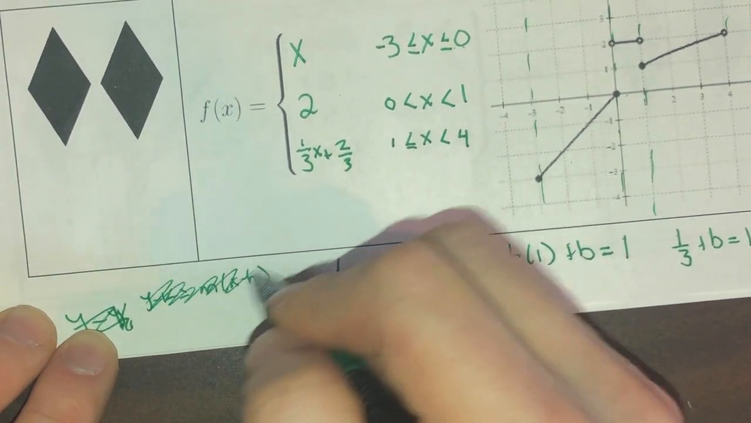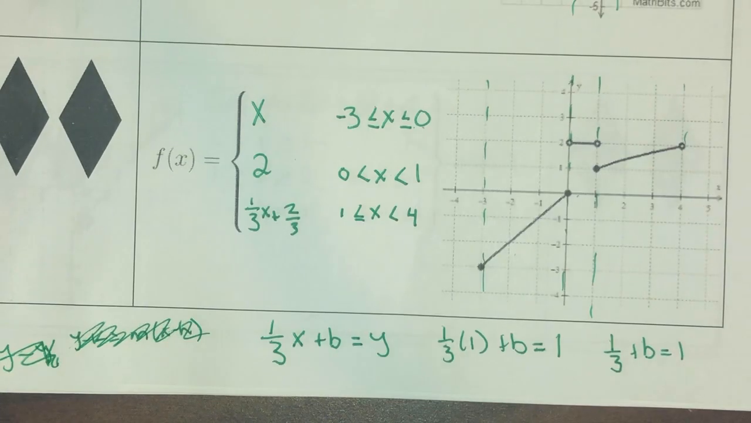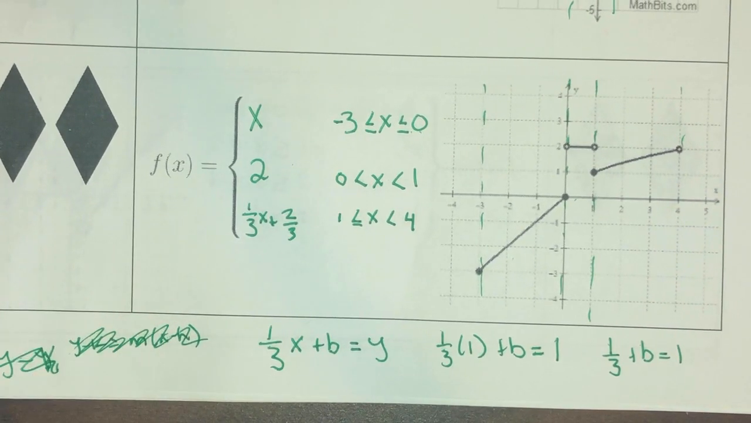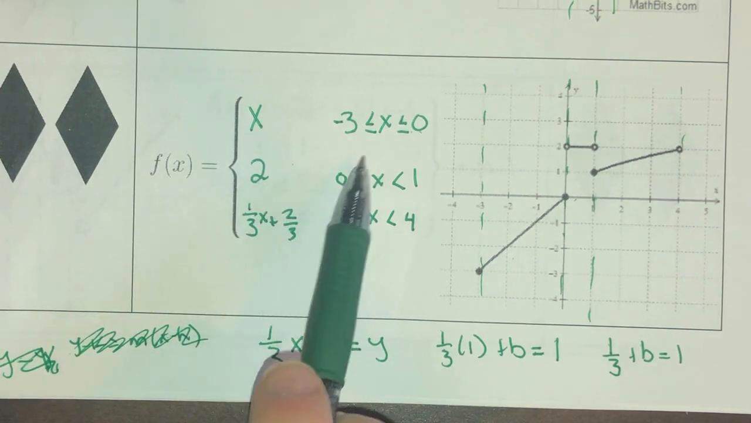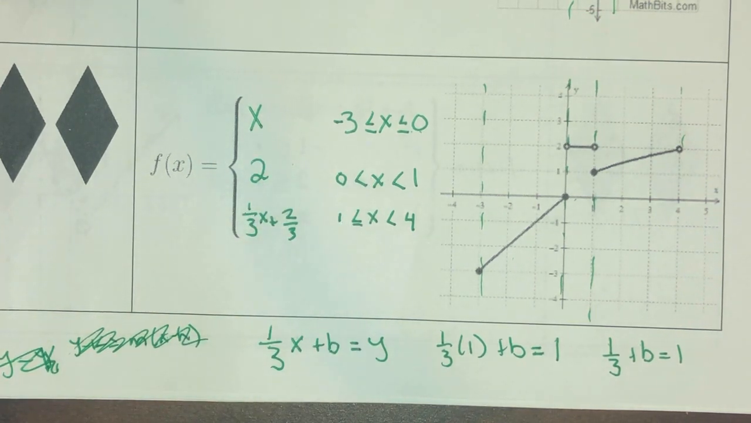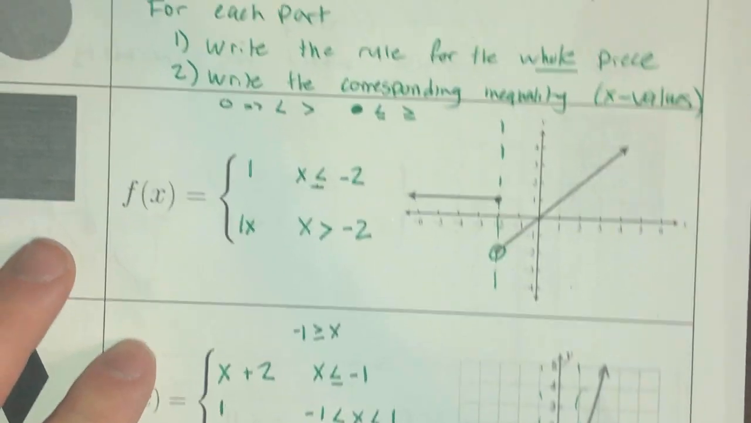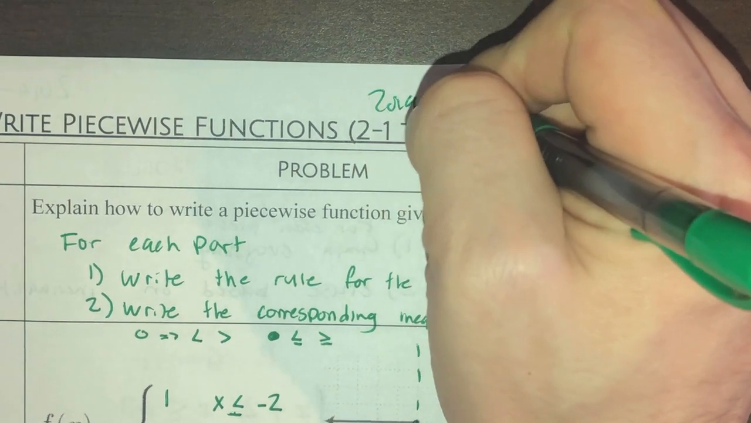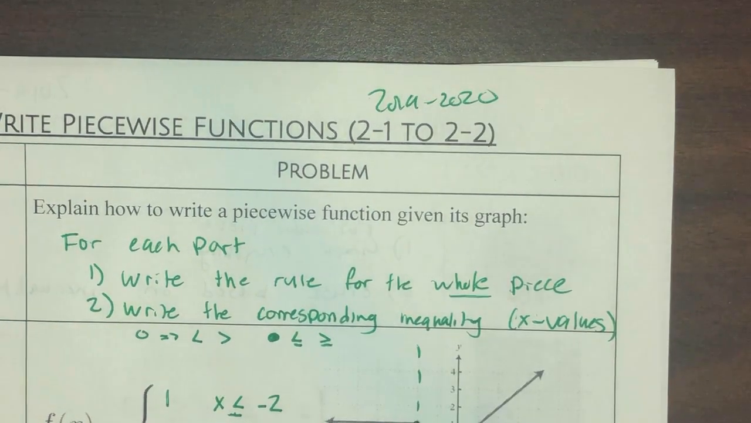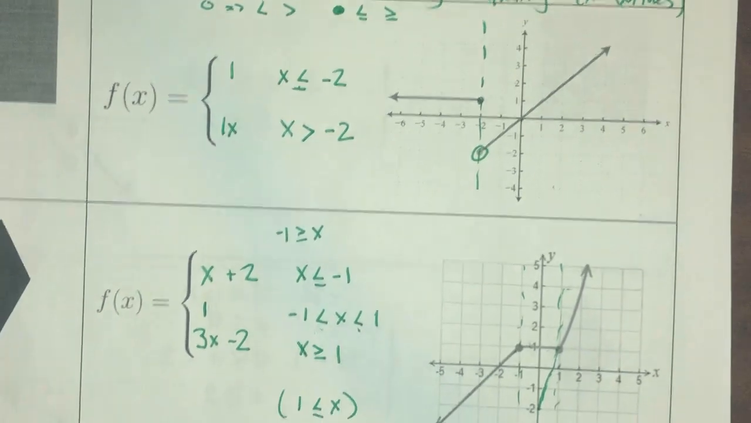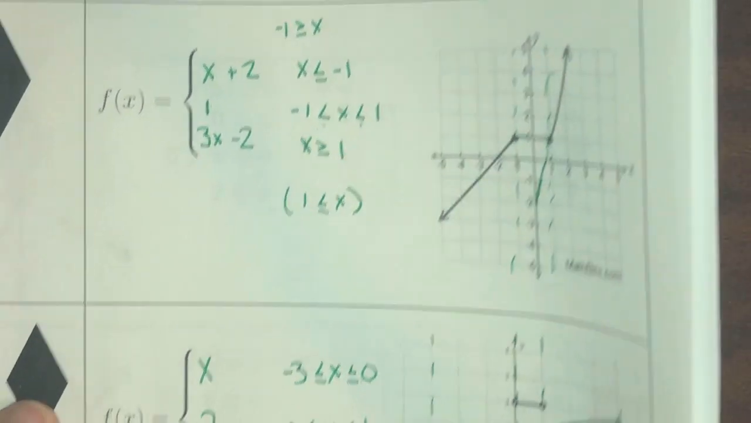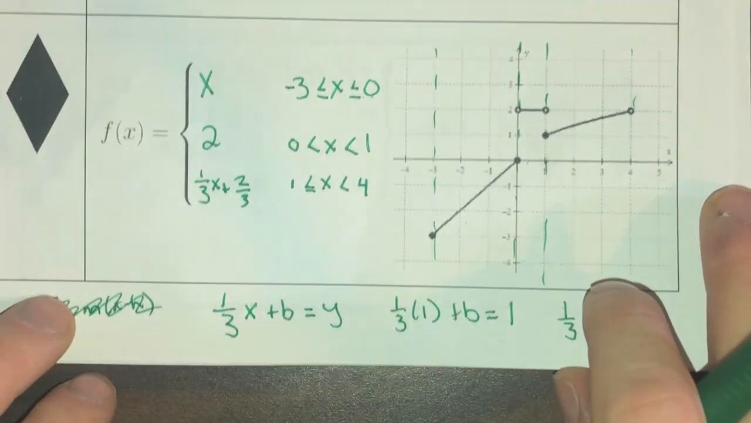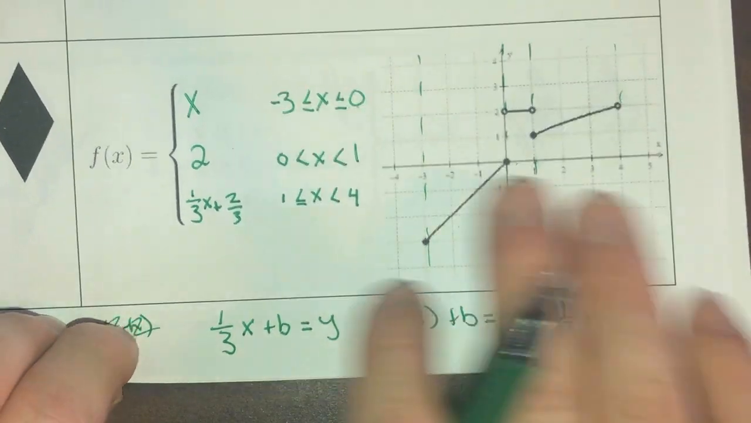Don't use point slope. Don't use standard. You don't have to. Don't be a hero. Keep it in slope intercept form. Okay, so you're writing each of the rules followed by each of the inequalities. So again, if you need to, go back and take a look. Remember, in the 2019-2020 handouts, it was 2-1 to 2-2 for your notes. Okay, and then in a second, I'll move on to the next set. All right.